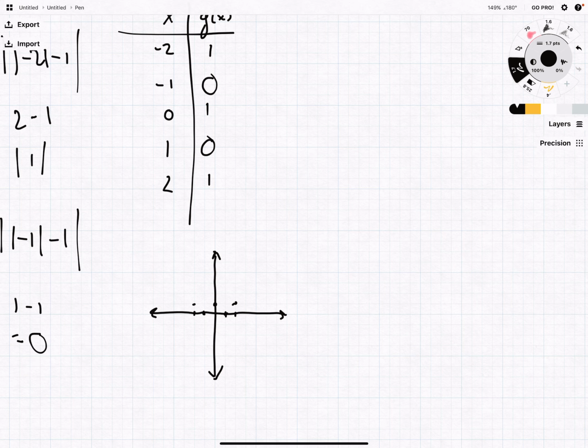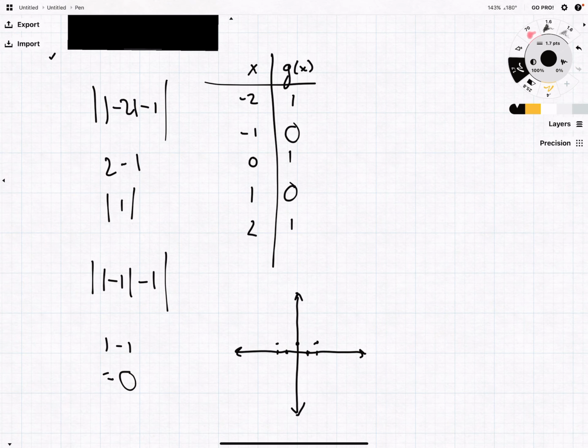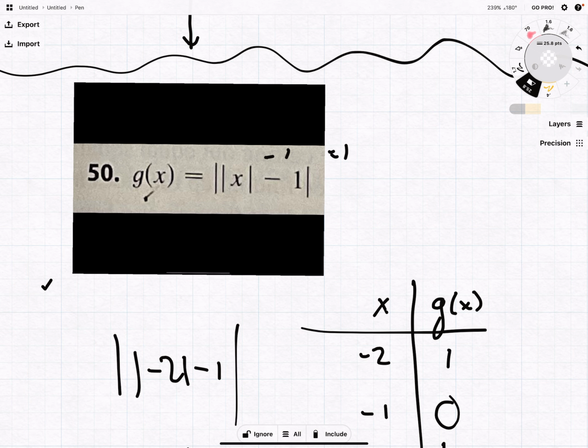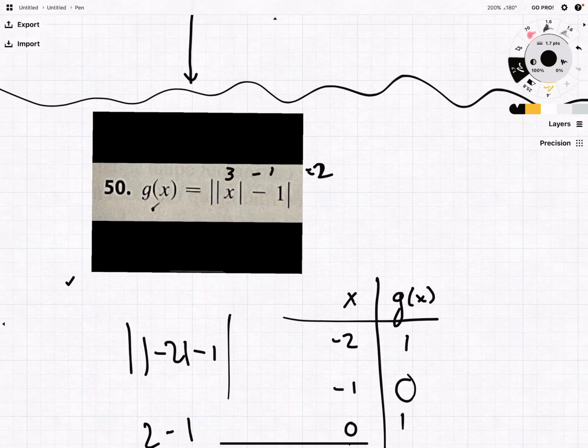Now, just to make sure we have the direction correct, what would happen if we plugged in 3? Well, instead of this 2 minus 1 here, right, we would plug in 3 for absolute value of x, and we get 3 minus 1 equals 2. Okay.